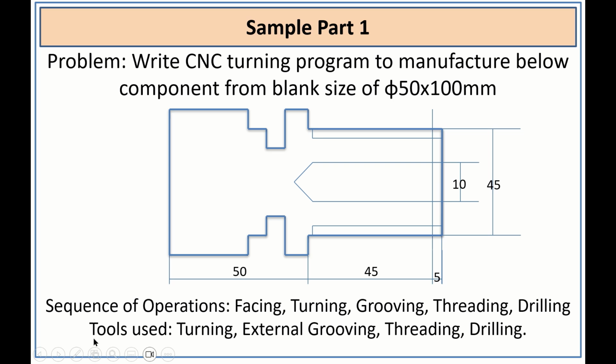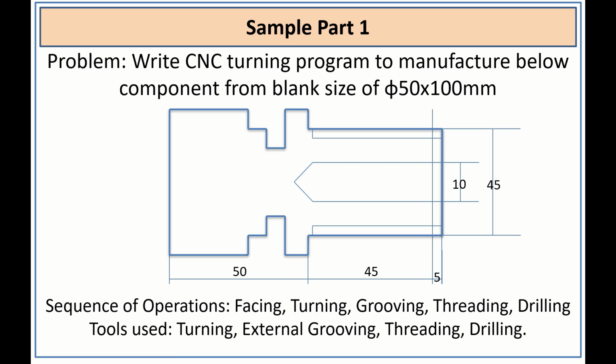Then you need to know what tools are required for these operations. The first one is a turning tool, required to perform facing and turning operations. Then, to make a grooving operation, we need an external grooving tool. When you want to make a threading operation, a thread tool is required, and a drill. So this is the sequence of tools we need to give also. We will give the first tool as a turning tool, the second as an external grooving tool, then a threading tool and a drilling tool. We should remember this tool sequence as well.